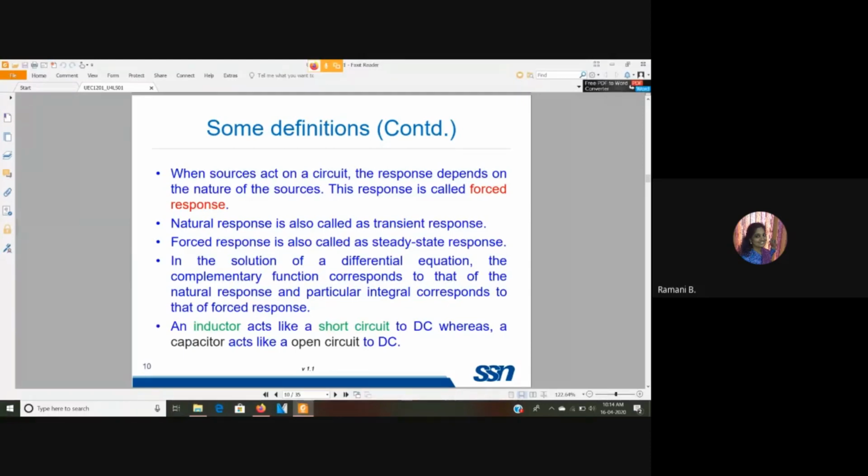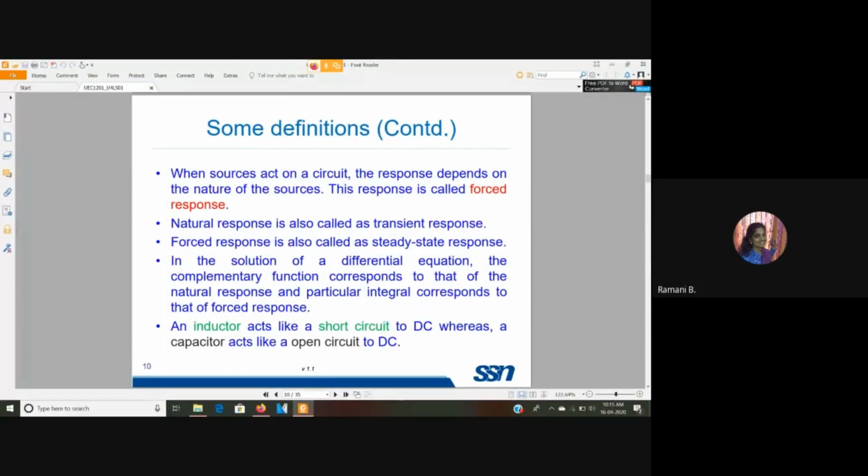And as I was mentioning, the solution to a differential equation, you can give it as complementary function and particular integral. In that case, the complementary function corresponds to that of the natural response. If you remember, you will have the complementary function in the exponential form. So that corresponds to the natural response, and the particular integral corresponds to that of the forced response.